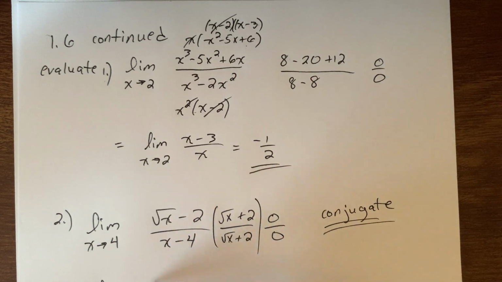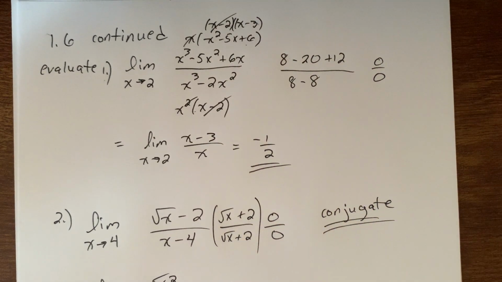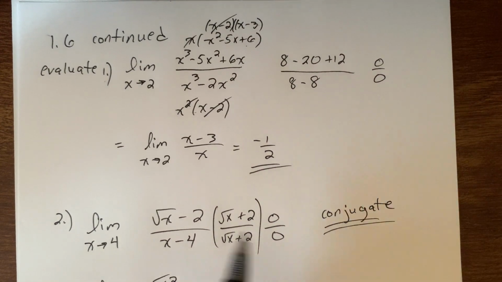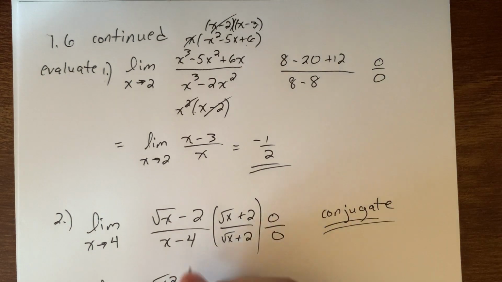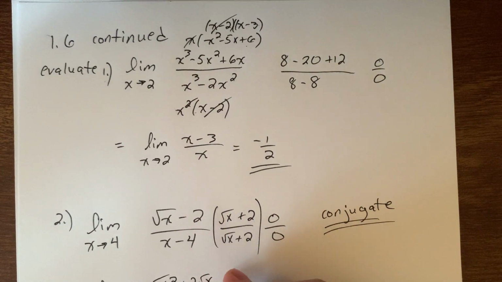Radical x times radical x gives me radical x squared. I'll simplify this in a moment. I'm just being very literal here. This times this gives me plus 2 radical x. This times this gives me minus 2 radical x. And then this times this gives me a minus 4.